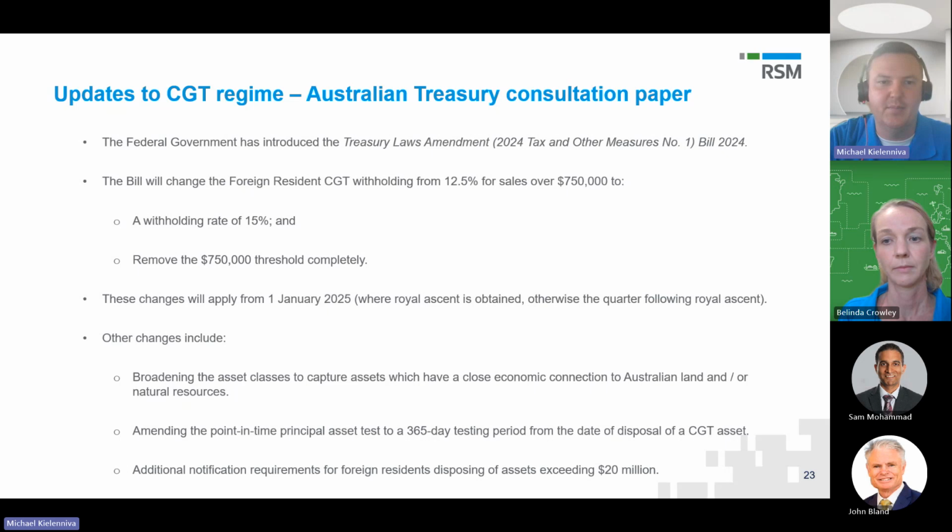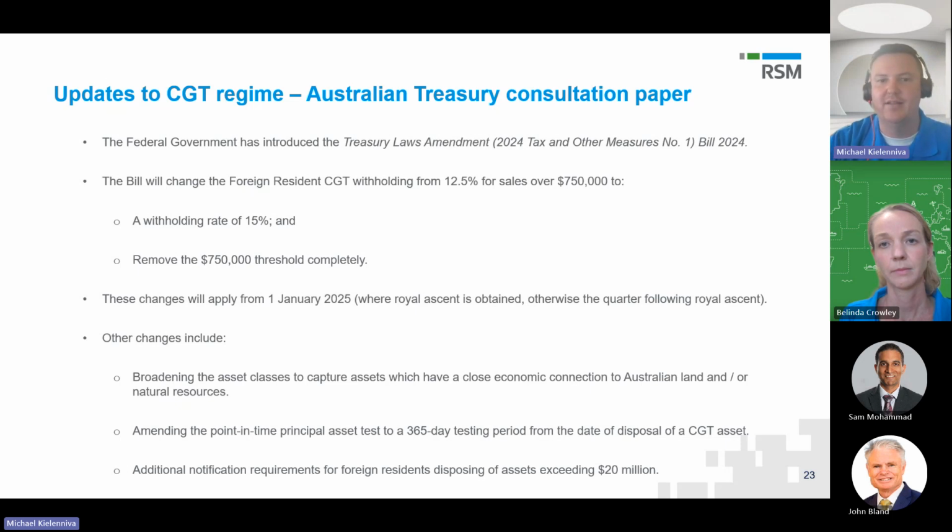So some other changes in this bill include they want to broaden the asset classes to capture assets which have a close economic connection to Australian land or Australian natural resources. So this includes certain leases and licenses to use land situated in Australia. It can include Australian water entitlements and infrastructure and machinery installed on land situated in Australia, which I thought was an interesting one. They also want to amend the point-in-time principal asset test to a 360-day testing period from the date of disposal of a CGT asset.